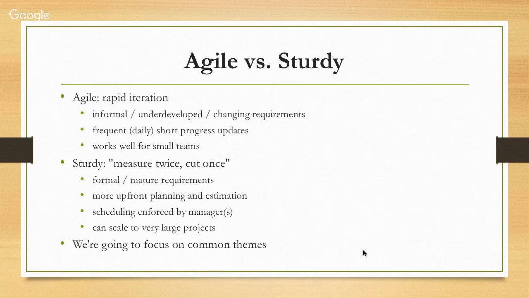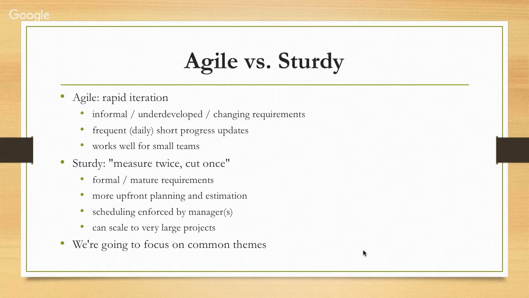The more sturdy engineering type approach is based on the measure twice, cut once principle. You do a lot more planning up front. You typically have requirements that are more stable, more formally defined, and you have management that actually enforces scheduling, and you predict how much time things are going to take, and you have some expectation that you'll abide by those timelines. The benefit of this approach is that it can scale to much larger projects than the more off the cuff approach in Agile.